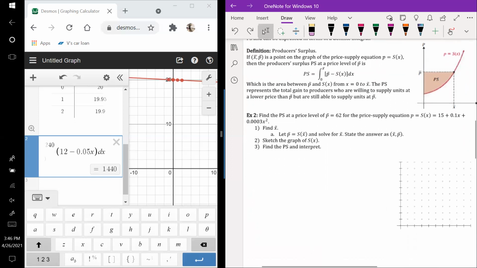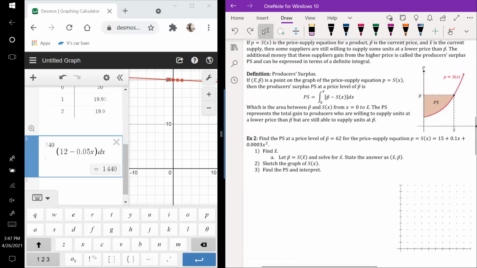Okay. So example 2: find the producer surplus at a price level of P bar equals 62 for the price supply equation P equals S of X equals 15 plus 0.1X plus 0.0003X squared. And just like the last one, we're going to find X bar. So we're going to set P bar equal to S of X bar. All right, so let's go ahead and set that up.